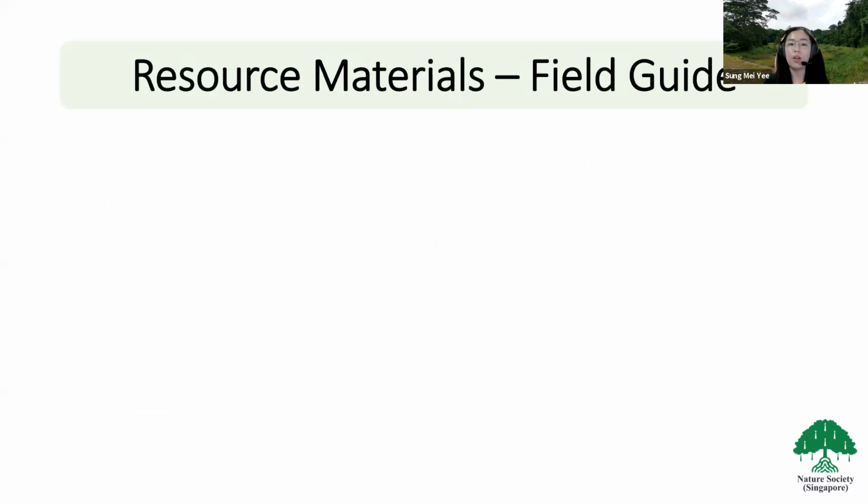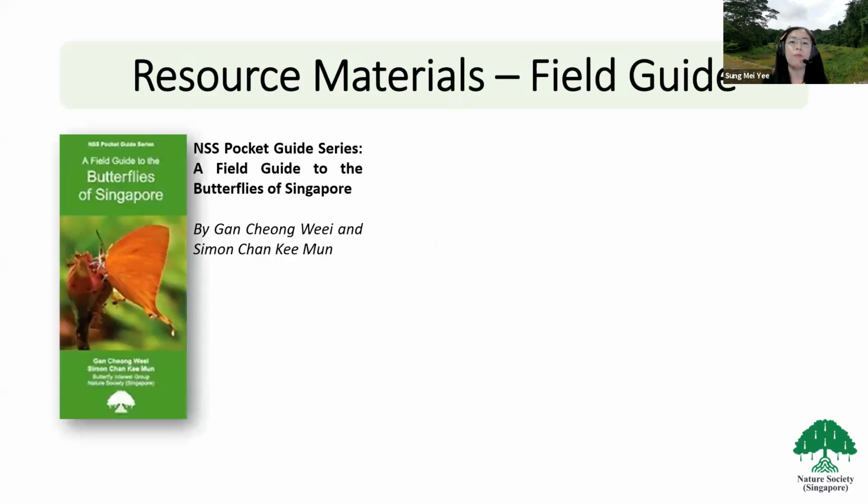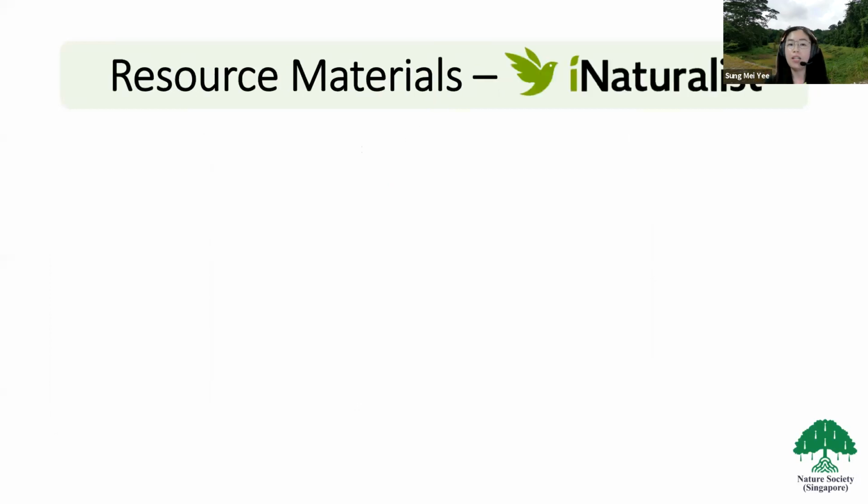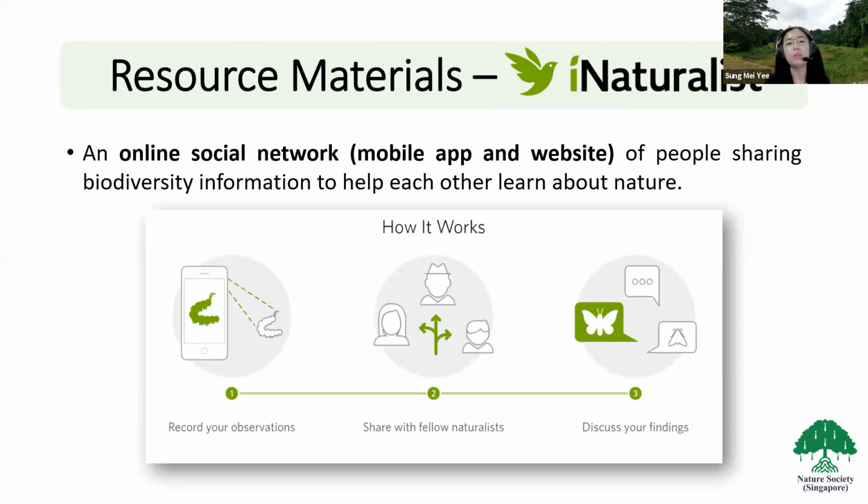So what are some resource materials that you can refer to? Well, we have the NSS Pocket Guide series, a field guide to the butterflies of Singapore. Or if you want, you can invest in a book, okay? So these are two possible resources that you can get to identify the butterflies that you see. Alternatively, you can use an app, okay? It's called iNaturalist. It's both a mobile app and a website. You can download it, go and search iNaturalist, okay?